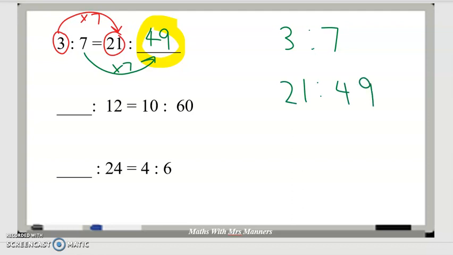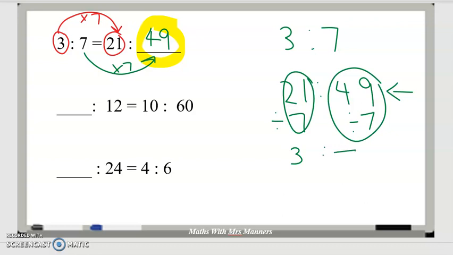The way to check that would be to take the second ratio and reduce it. The highest common factor of 21 and 49 is 7. If I divide by 7, I get 3, because 21 divided by 7 is 3, and 49 divided by 7 is 7, so I get 3 to 7. So I can see that it actually works.